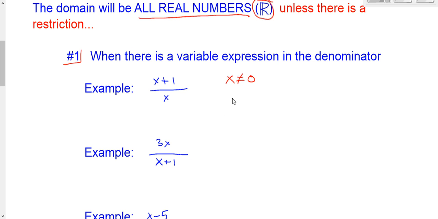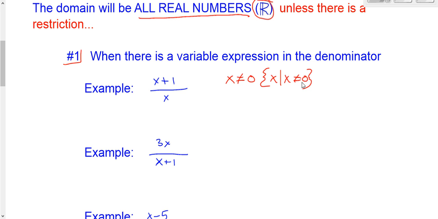And when we consider the fact that this one is just x, and we know that it cannot be 0, we write our domain one of two ways. We can write it as an inequality where x such that x cannot equal 0, and we could write it like this, or we can write it in interval notation.